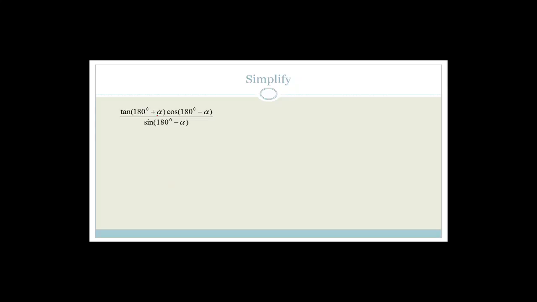It says tan of 180 degrees plus alpha, multiplied by cos of 180 degrees minus alpha, all over sine of 180 degrees minus alpha. Okay, so again, what do we need? In this case, we don't need any special triangles, but we do need a big CAST diagram. So let's draw it out. All stations to Cape Town. Okay, and we know that this is 0, 90, 180, 270, and back to ground, 360.